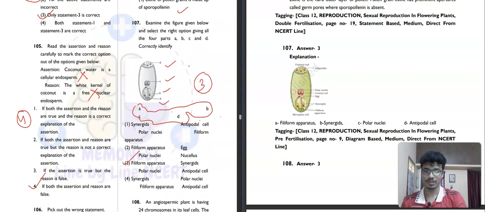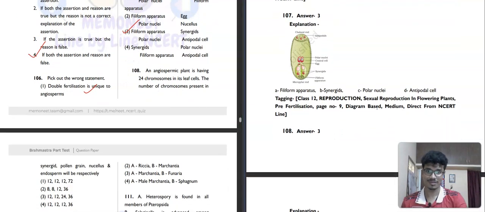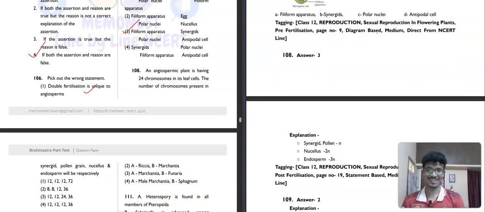Then moving to the next question, question number 108. This is a good question. This type of question I like very much. I mean, this is very close to my heart. This is saying that an angiospermic plant is having 24 chromosomes in its leaf cell. Then the number of chromosomes present in synergid, pollen grain, nucellus, endosperm will be respectively. So synergid and pollen grain are N, I mean haploid. The nucellus is diploid, and endosperm you know that is triploid.